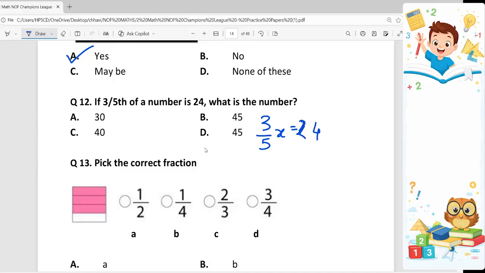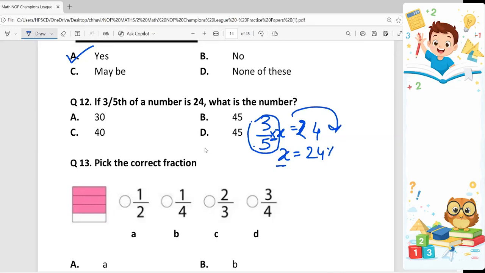See again. If 3/5 of a number, of means multiplication. So we will put a symbol of multiplication also. Of a number is 24, means equal to 24. What is the number? So what will we do? We will just keep X over here and send all this over here. And since it is multiplication here, it will become division.